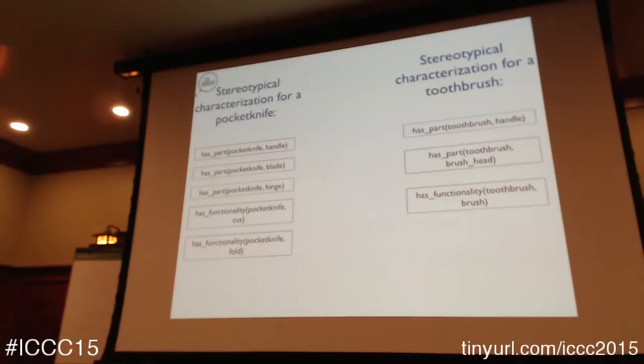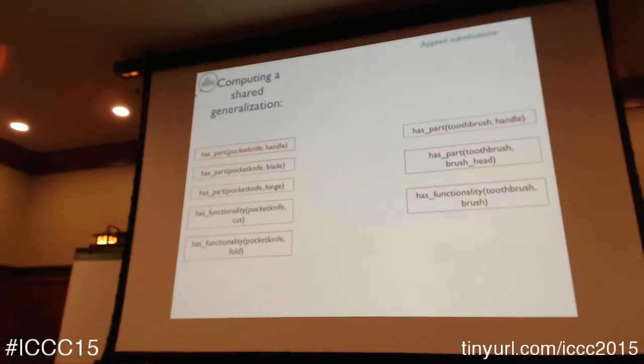So the stereotypical characterization of a pocket knife is very easy. It has three parts: the handle, the blade, and the hinge, and two functionalities. It can cut, it can fold. The toothbrush has two parts, which is the handle and the head, and has one functionality, which is brush. So first we compute the shared generalization.